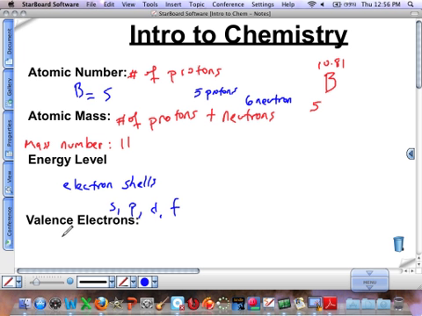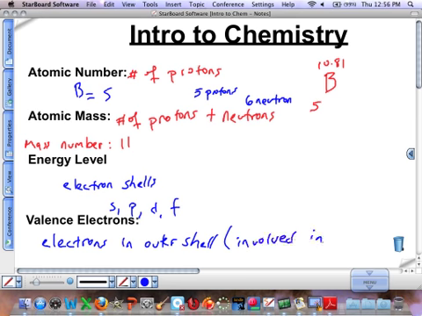The valence electrons are the electrons in the outer shell. These are the electrons that are used in bonding. So we really don't care what's going on in the inner shells. All we care about is the outer shell. Are we giving away electrons or are we taking in electrons? That's all that means. So when you're looking at bonding, all we're concerned about is the outer shell. Don't really care much what's going on on the inside.